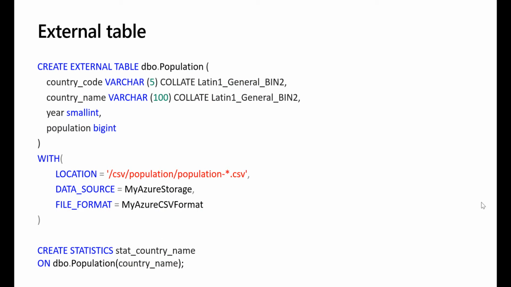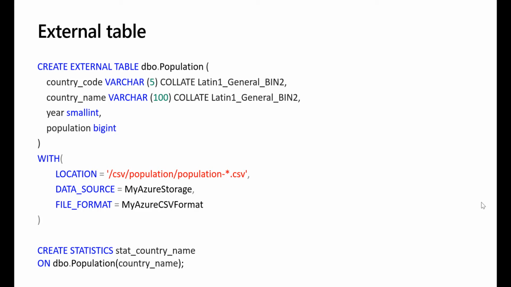Another important feature in Synapse SQL on-demand is external table. An external table enables you to create a table where the physical data is stored in some external file location. In this case, I'm creating a table population with 4 columns, and I'm referencing CSV files in the file pattern defined in the location value. I'm using a data source, that is my Azure storage, and a file format, my CSV format, that I defined as external file format and external data source.